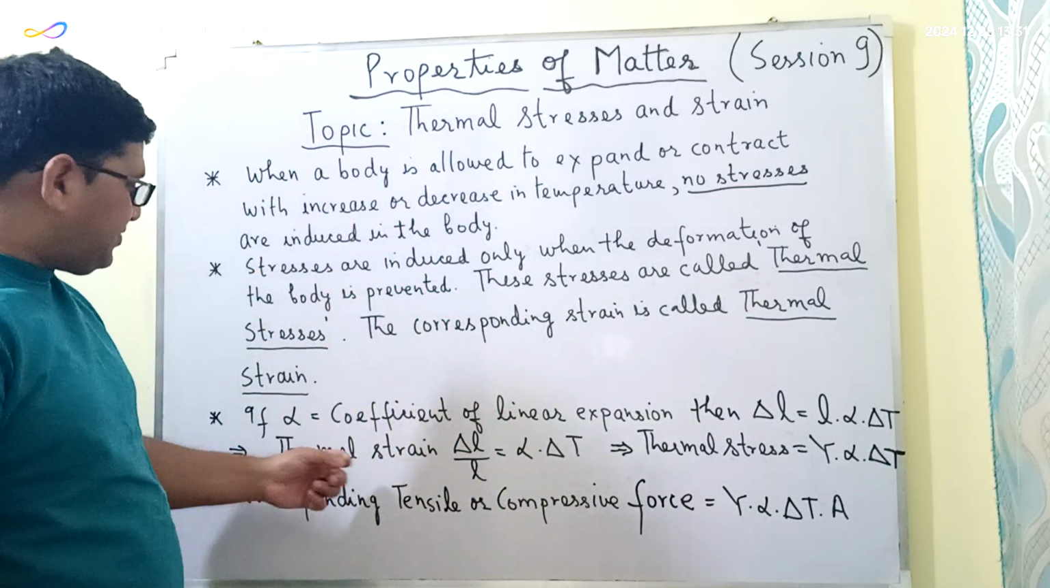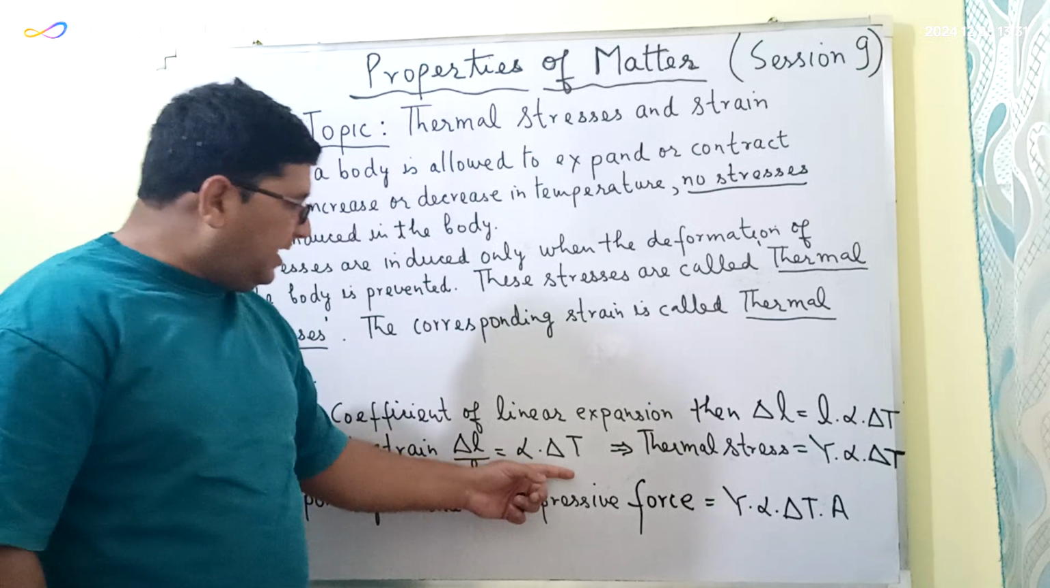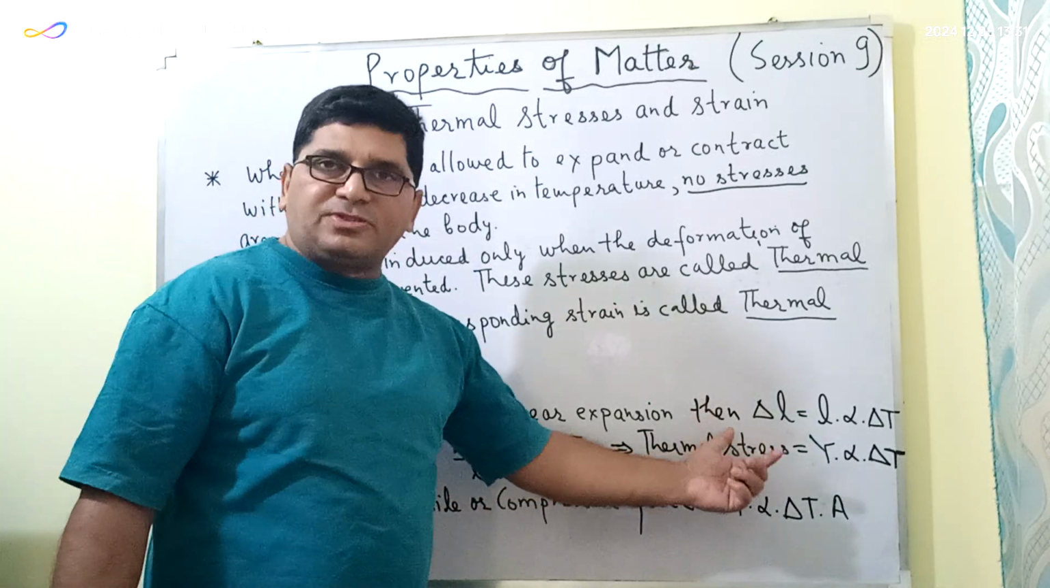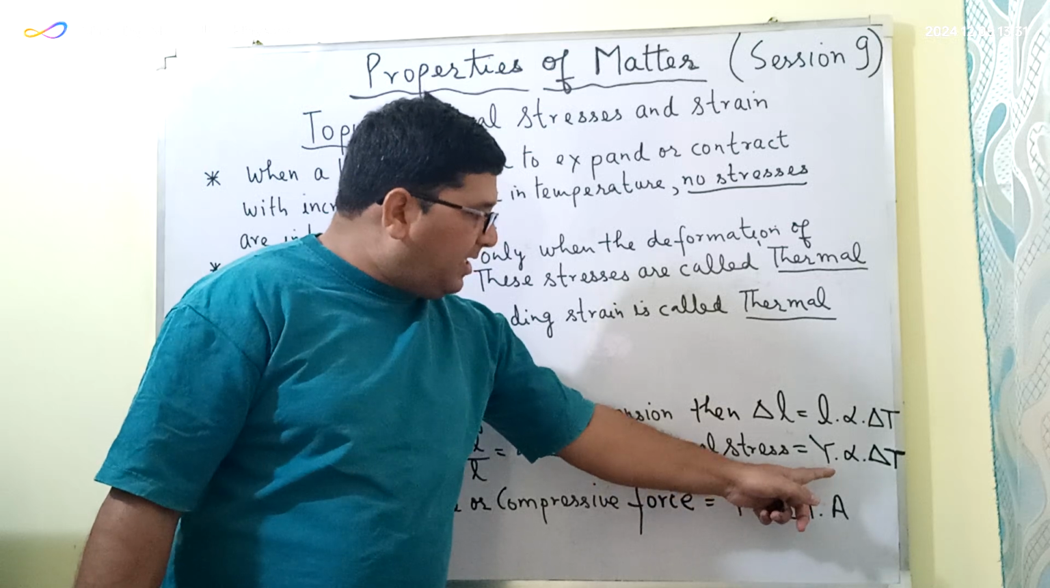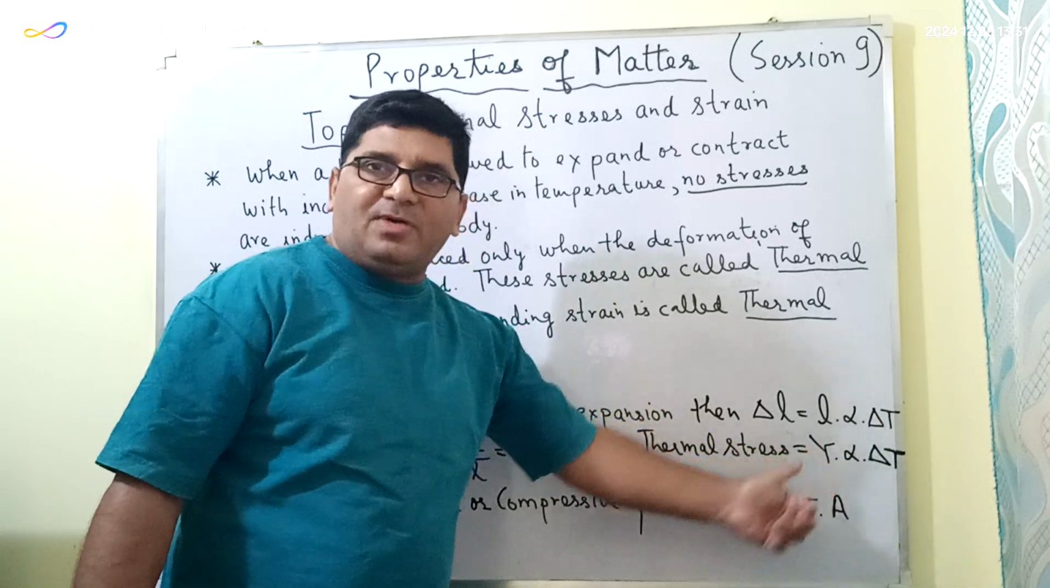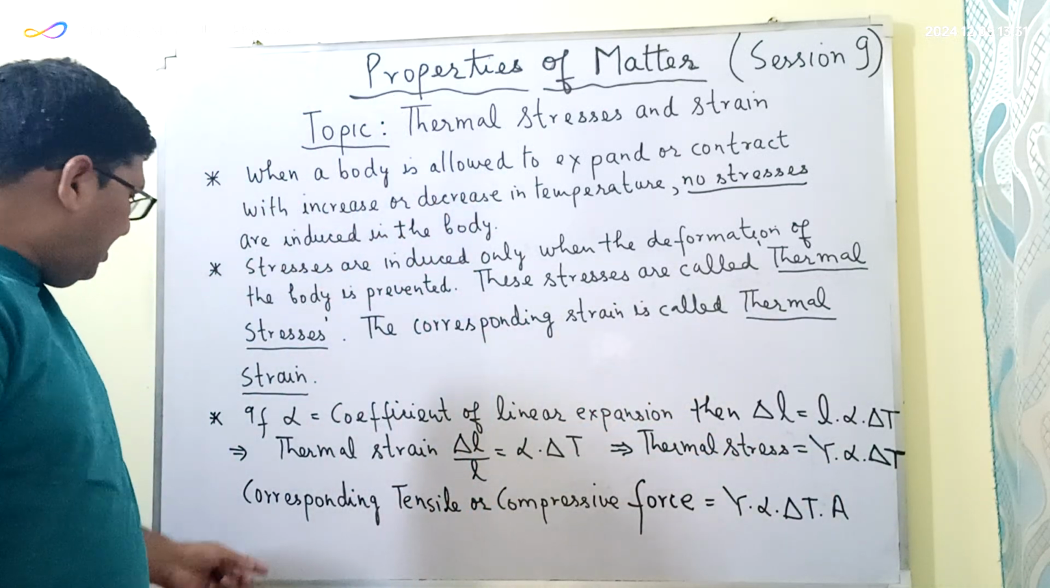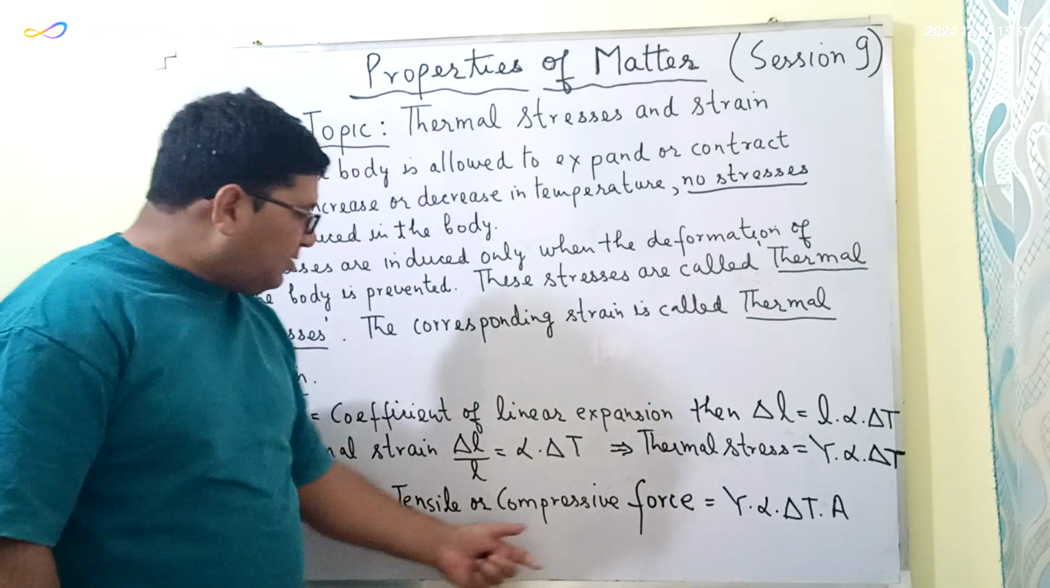So thermal strain is equal to alpha into delta T, and the thermal stress which is induced in the body due to the change in temperature will be equal to Y into alpha into delta T, where Y is the Young's modulus. And now the corresponding tensile and compressive force.